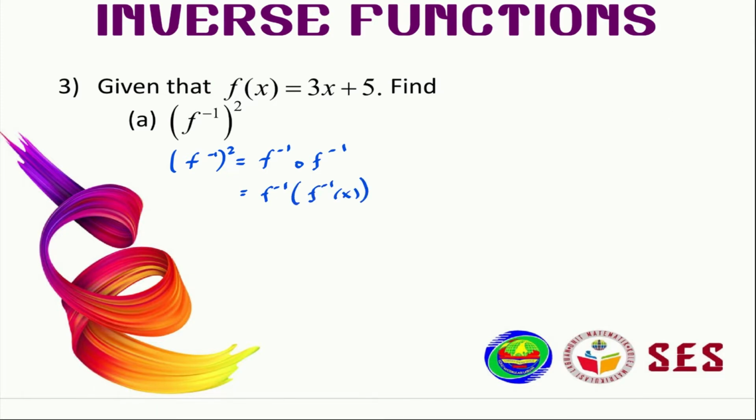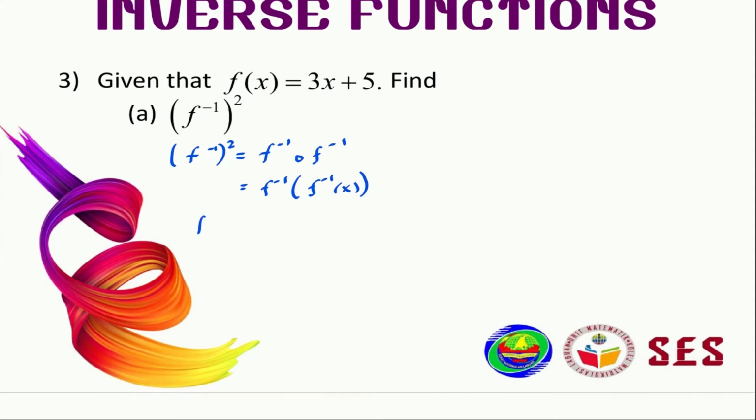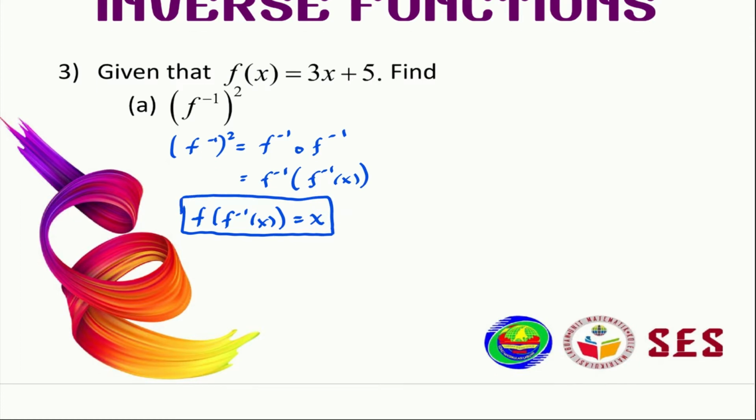Alright, so basically we need to find the f inverse first, and then we do the composite function of f inverse with itself. As we have agreed earlier, by using the property, f composed with f inverse x should give us just x. So this is the property. So let us try to find the f inverse first.